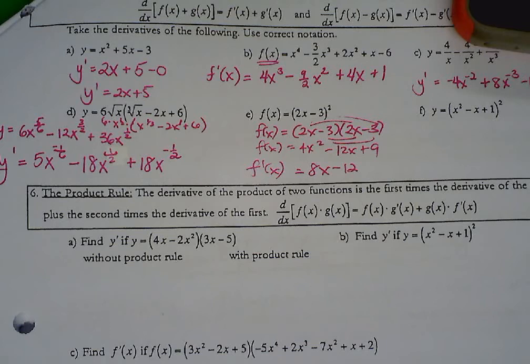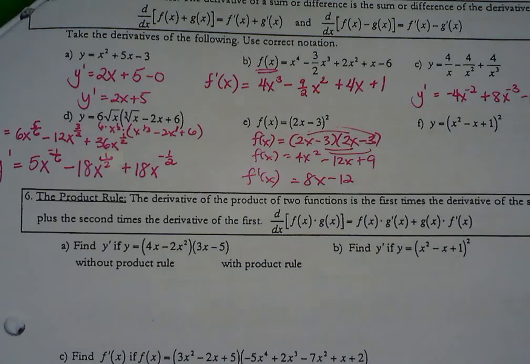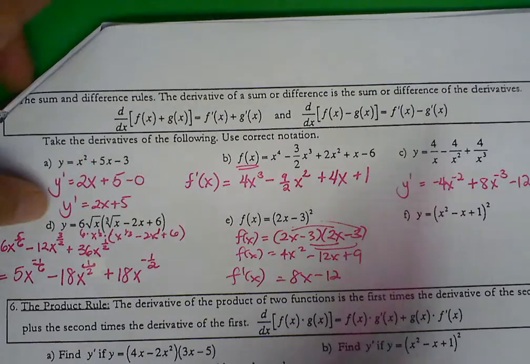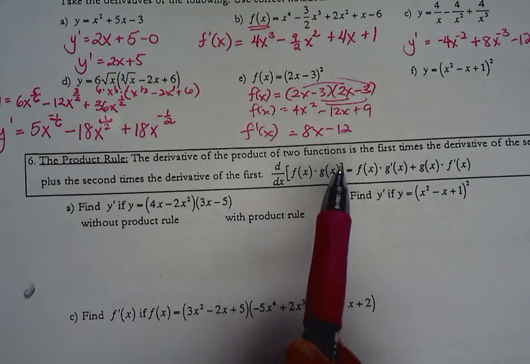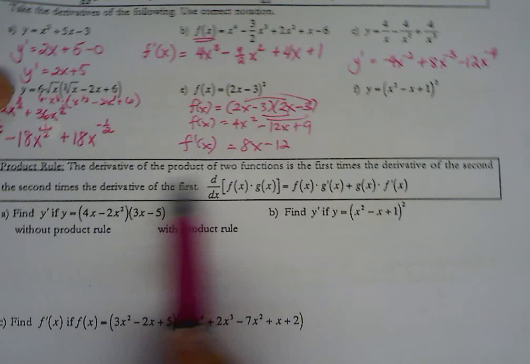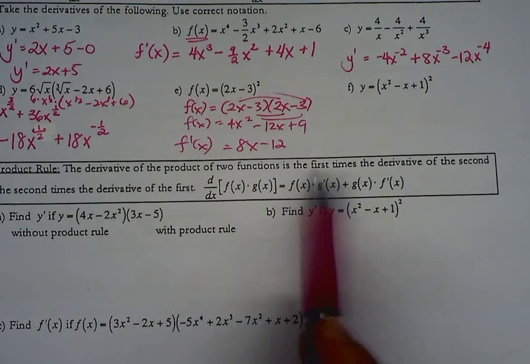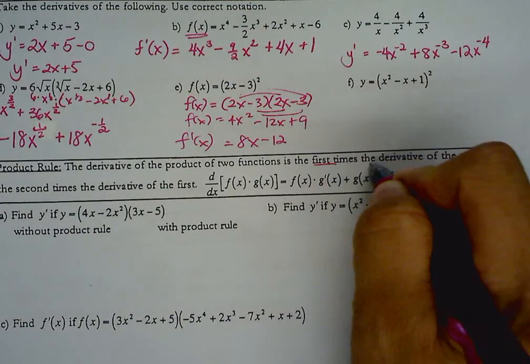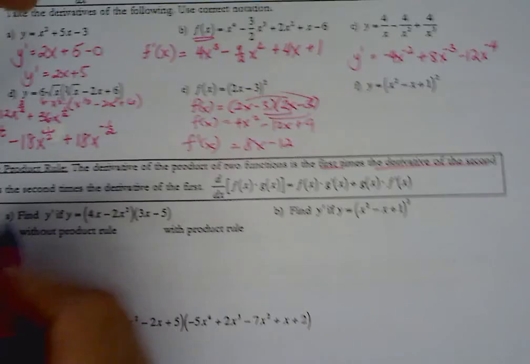So let me write that in an easier way for you. You just square it. No, you can't. Okay, let me say it again because it wasn't recorded. The product rule: the derivative of the sum is the sum of the derivatives, but the derivative of a product is not the product of the derivatives. It's a little bit more complicated. The derivative of the product of two functions is the first times the derivative of the second, plus the second times the derivative of the first.